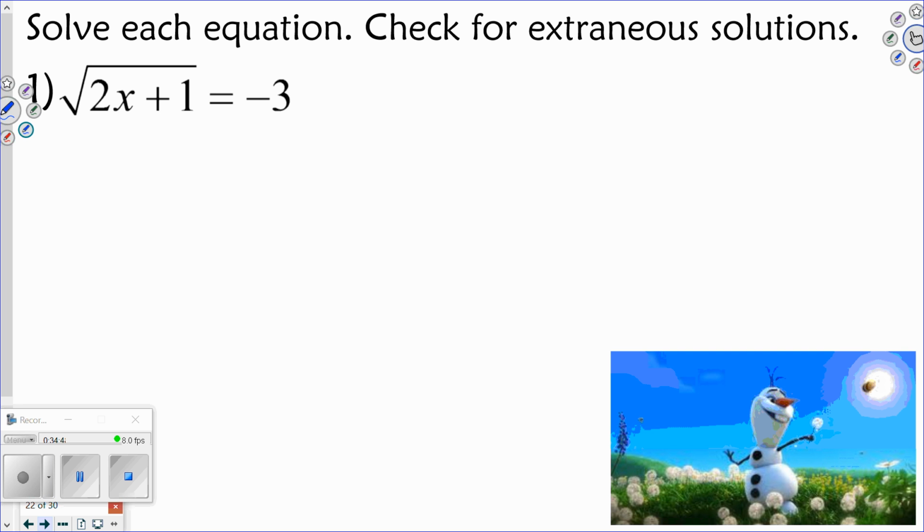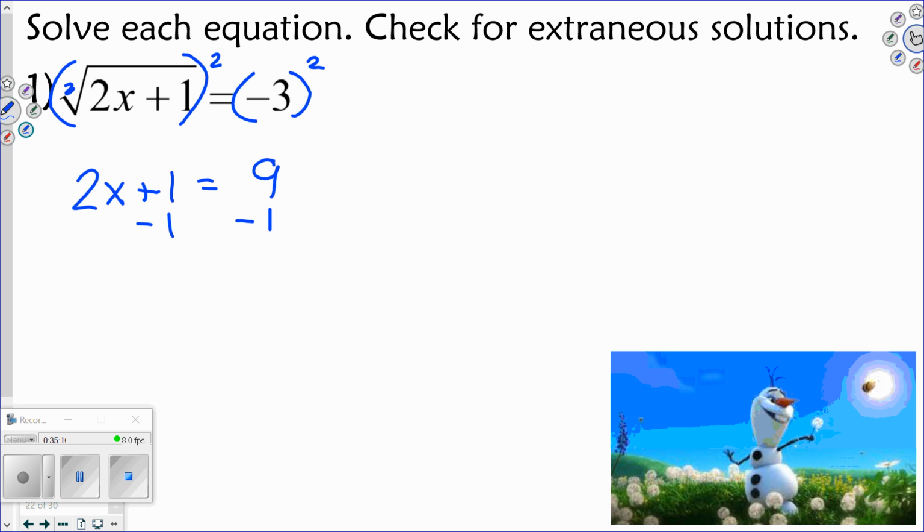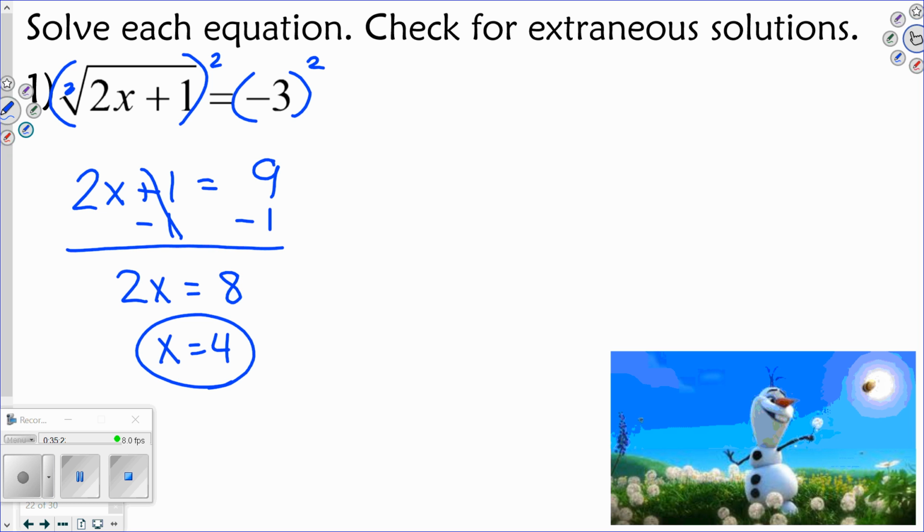So, this is back to the very first thing I taught you. Is your radical by itself? Yeah. What's your index? 2. So we will go ahead and square both sides. So I get 2x plus 1. What is negative 3 squared? 9. Make sure when you're typing that in your calculator that you actually remember the parentheses because that makes a big difference. And then solve like normal. Subtract 1. So 2x equals 8. X equals 4. Go ahead and check that.